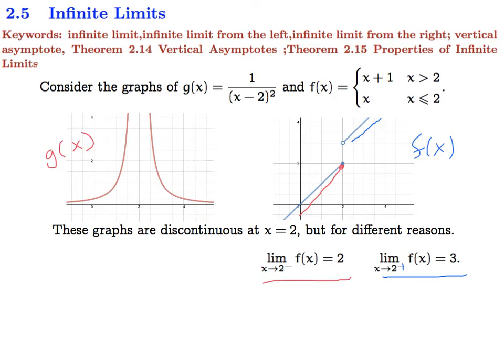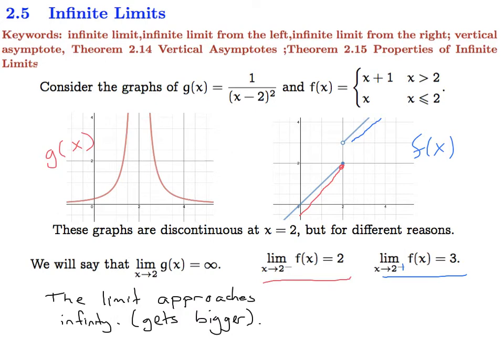And what we want to do in this section is talk about a way to make sense of the limit for the graph here on the left. And so we're going to say that as we get closer to 2, this limit approaches infinity. So our notation for this will be given as the limit as x approaches 2 of g of x equals this symbol called infinity. And we'll say that the limit approaches infinity, which is a nice fancy way to say that the numbers keep getting bigger and bigger and bigger as we get closer to 2.